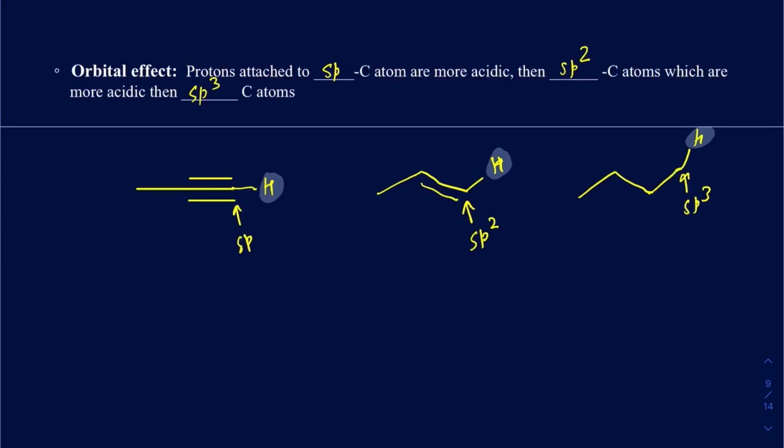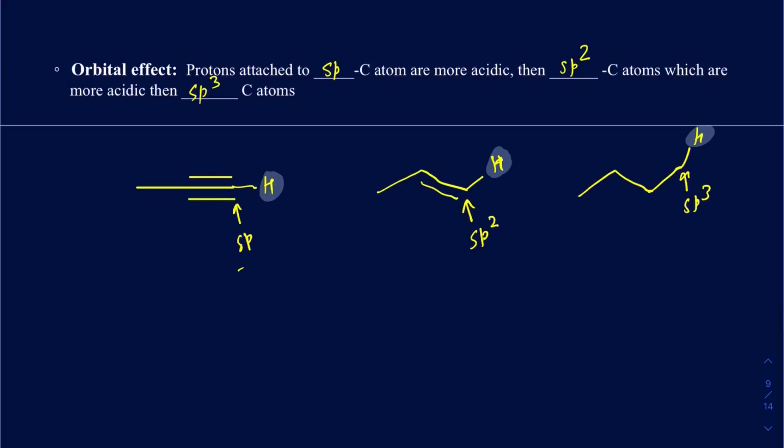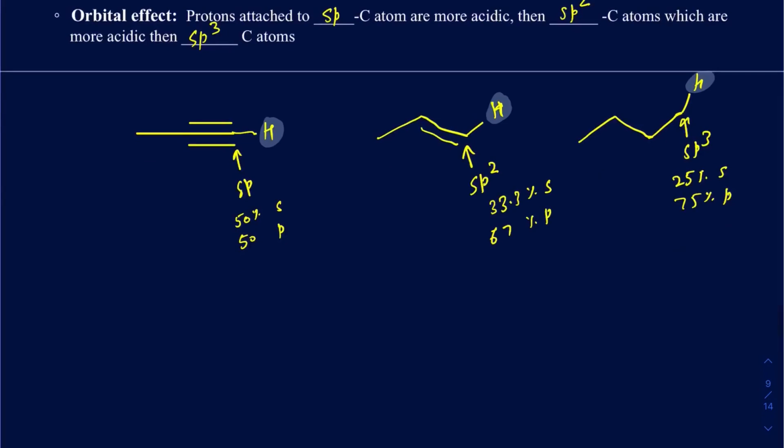So more S character you have, better you are in terms of handling the negative charge once the proton goes away. So in sp you have a 50% S character and 50% P character. In sp2 you got 33.3% S character, and then you got almost 66.7, but something like that, P character. And then in sp3 we got 25% S character and 75% P character. So more S character you have, closer you're going to be toward the nucleus, and the nucleus having the positive charge will be able to handle the negative charge better. And as a result, this proton is going to be the most acidic, and your alkane is going to be the least acidic in that particular case.